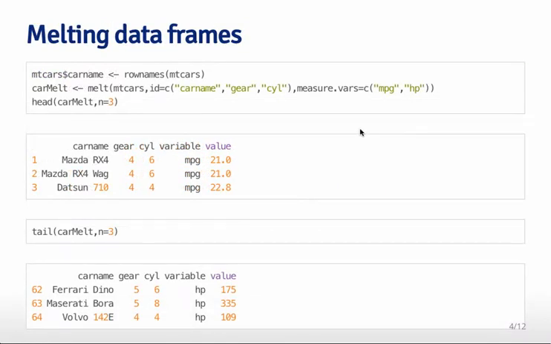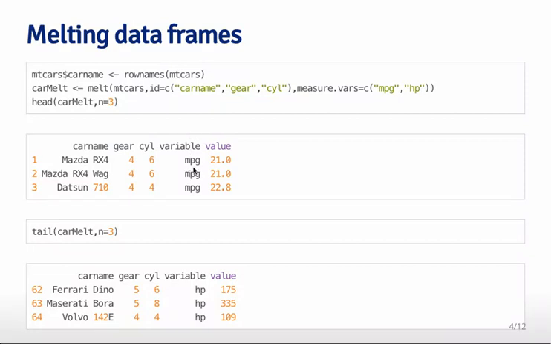So the first thing that we can do is we can melt the data set. When we're melting a data set, we're going to pass the data frame that we have, mtcars, to this melt function. And we're going to tell it which of the variables are ID variables and which of the variables are measure variables. And so it's going to create a bunch of ID values. For example, it's going to create an ID value for car name, for gear, and for cylinders, because we've said those are ID variables here. And then it's going to basically melt all the rest of the values.